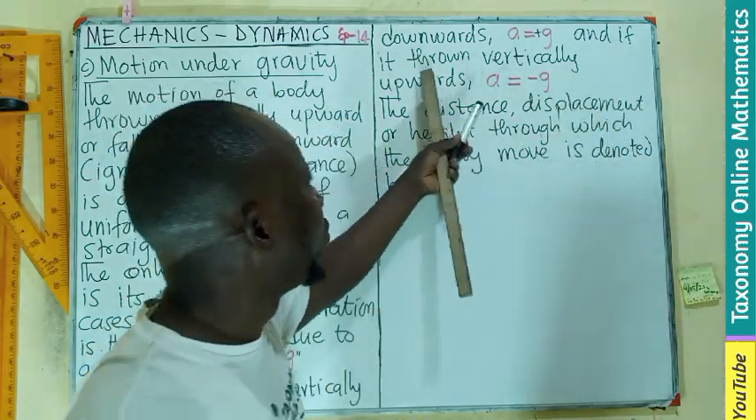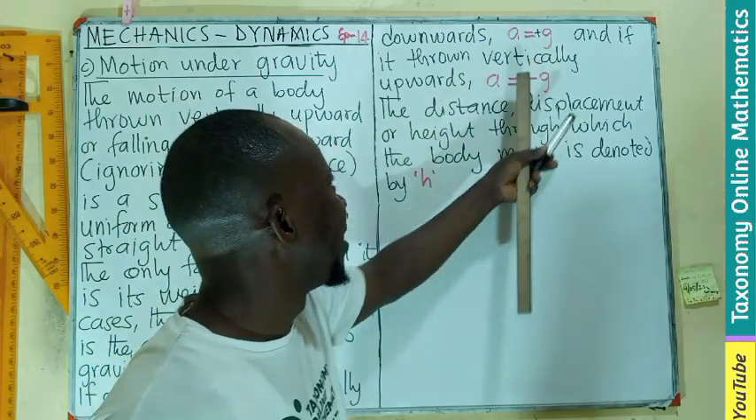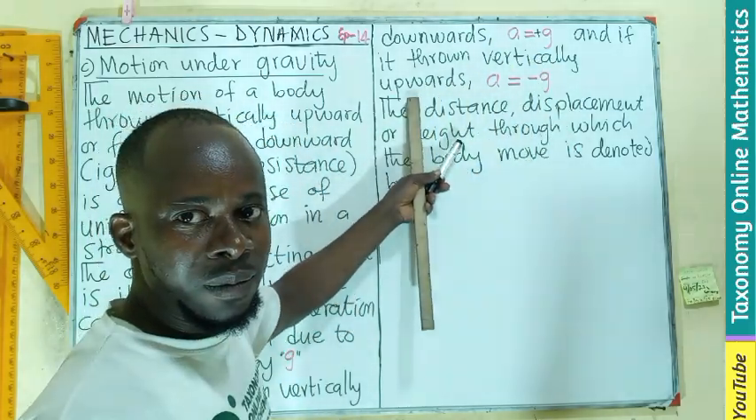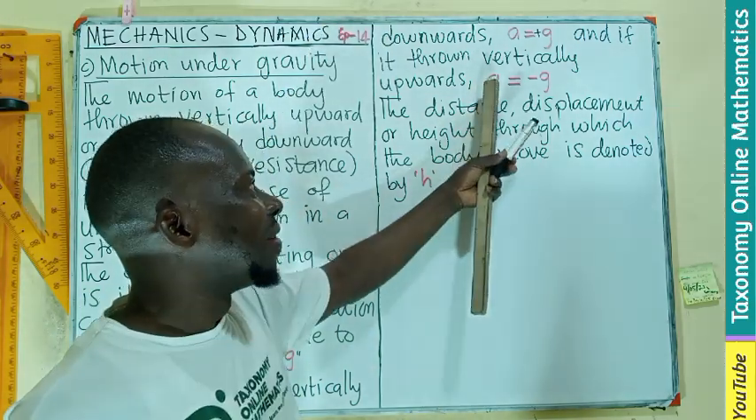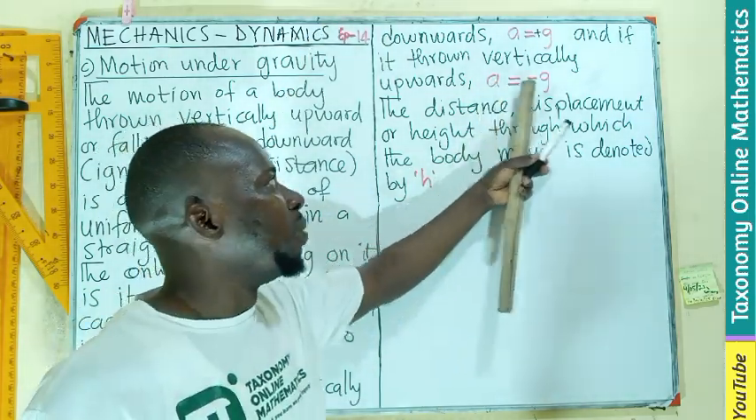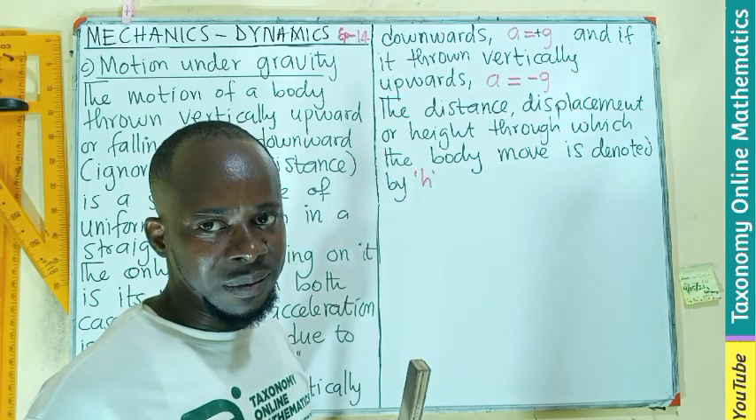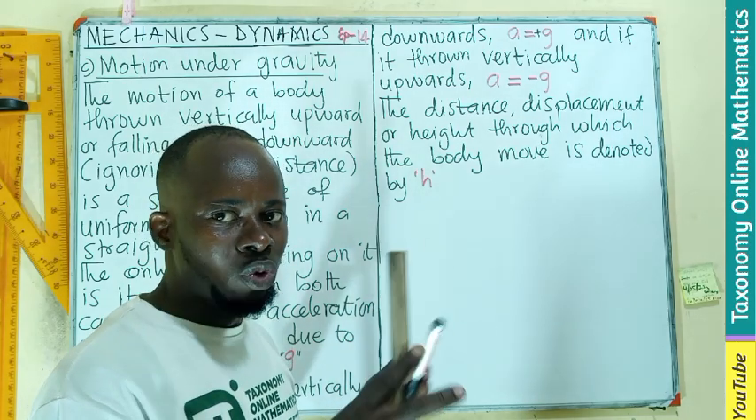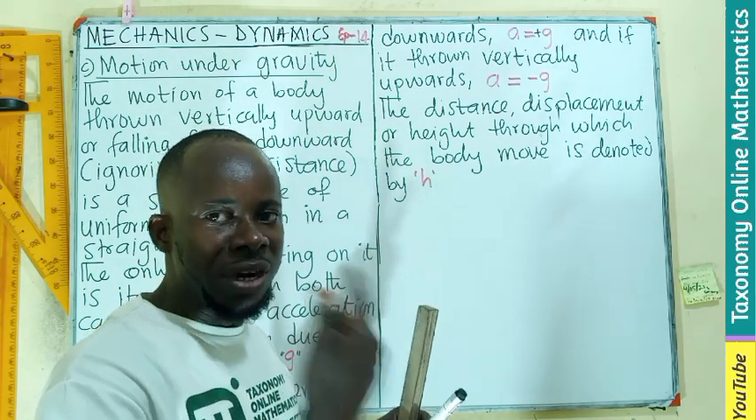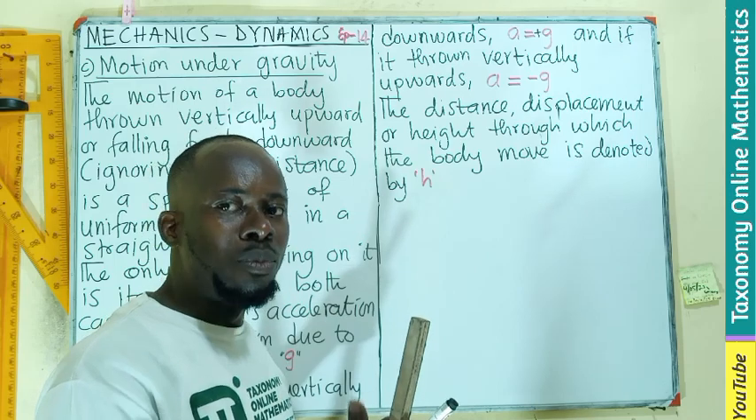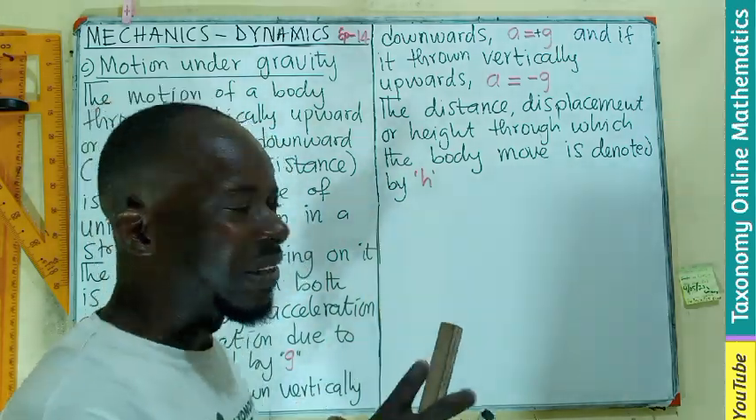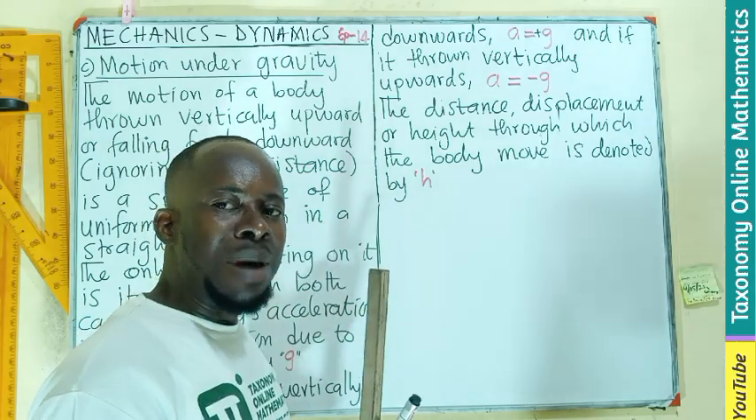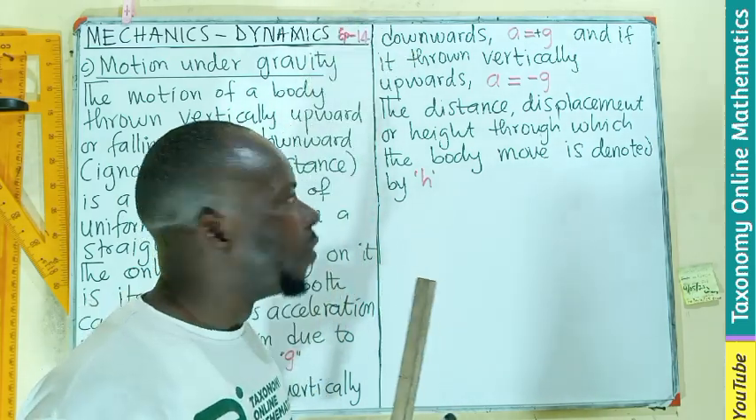And if it is thrown vertically upward, the reverse of the force of gravity, then the acceleration we are going to be using becomes the negative of gravity. I guess you're getting the two aspects. Upward movement gives you negative gravity, then downward movement gives you positive gravity.